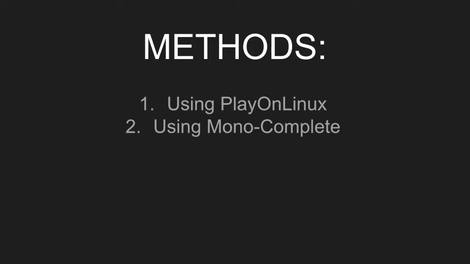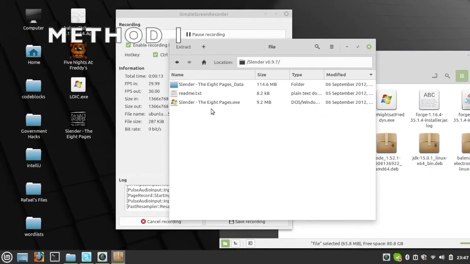I'm going to show you how to install Windows applications on Linux, and I'll be showing you two methods as well. I'm going to be using PlayOnLinux and also Mono, okay? But let's go ahead and get first to my example, which I'll be using a game called Slender the 8 Pages. Let's go ahead and open our browser, and let's look for what we need before we start.